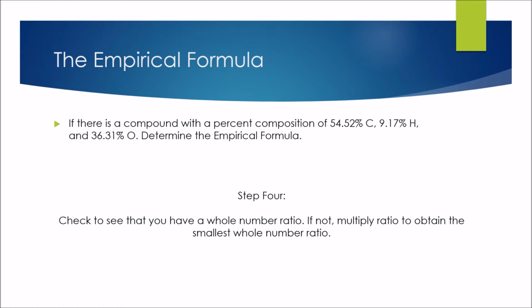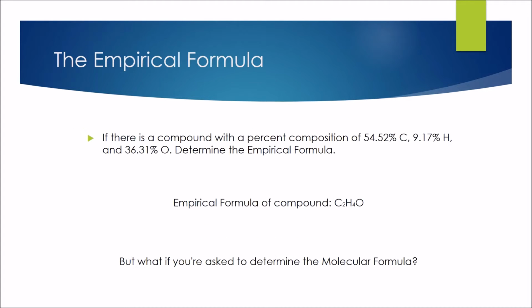Step 4. Check to see that you have a whole number ratio. If not, multiply the ratio to obtain the smallest whole number ratio. For example, if one of the numbers was 0.5, then you would multiply all of them by 2. The empirical formula for this example would be C2H4O. But what if you're asked to determine the molecular formula?